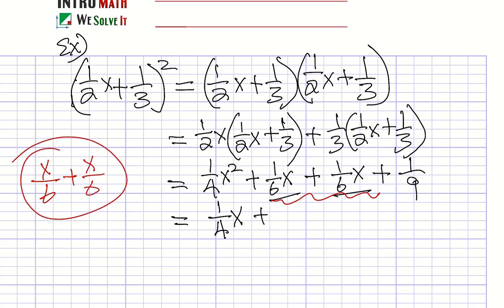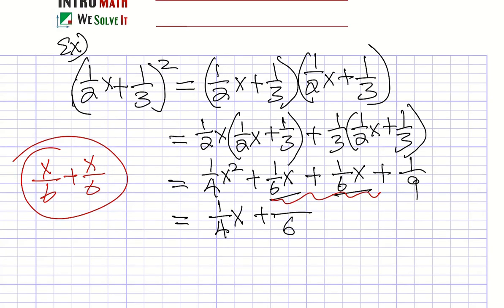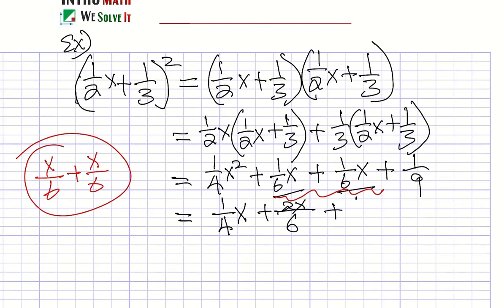So you combine it, it's like 2x/6. You see it, right? Plus 1/9. So you simplify, you get 1/4x squared plus x/3 plus 1/9. That's what I got. Did I make a mistake? I don't think so. I think we did everything right.